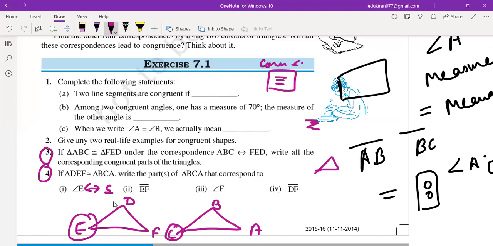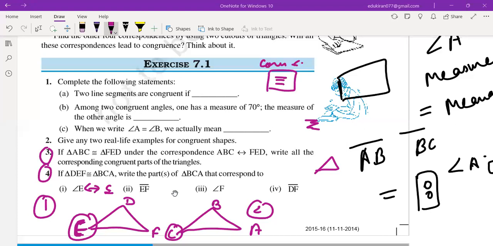So I thought angle E is equal to angle F? No, no, no. You have to compare the first diagram with the second diagram. So over here, if angle E is written, on the same side angle C is there, na? So that's why they both will be equal. Clear? Yes, ma'am. Next, angle EF is equal to CA.